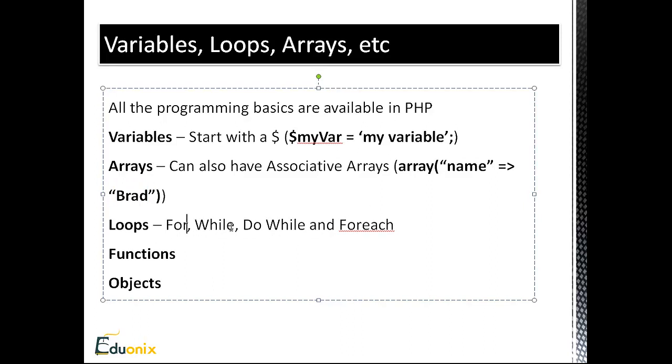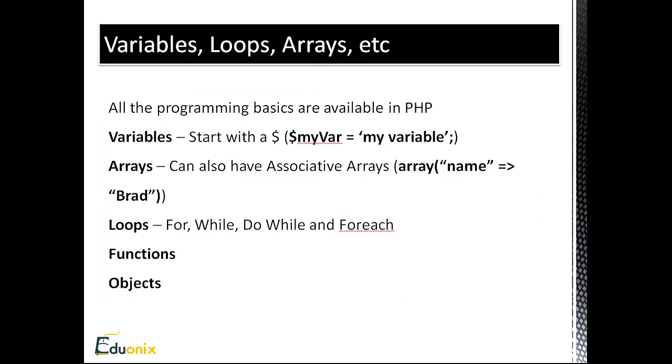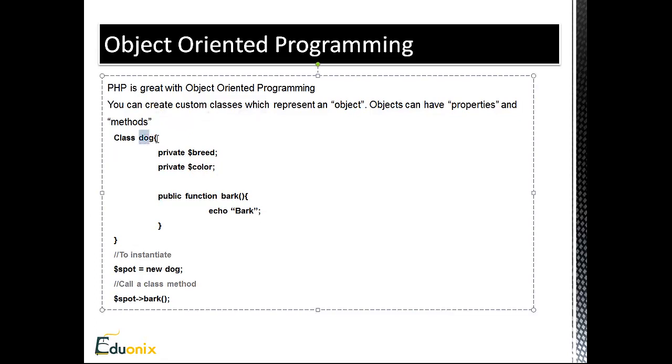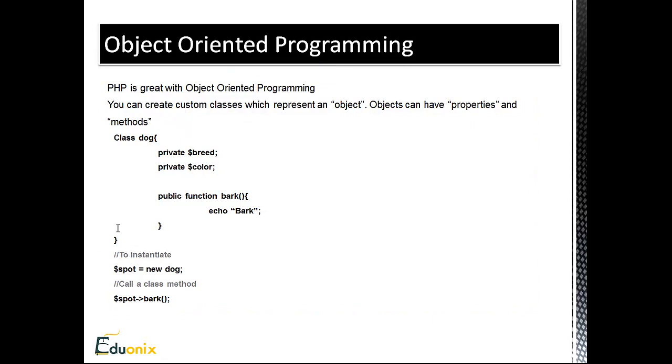Loops, we have for, while, do while, and foreach, which is used for arrays. Like in JavaScript we use a for in, in PHP we use a foreach. Functions, objects, we can do all that stuff in PHP, and we will be doing all that in this chapter. Object-oriented programming in PHP really shines when you use objects. This is an example. Of course, it's a hypothetical example, as we have a class of dog. So all objects belong to a class.